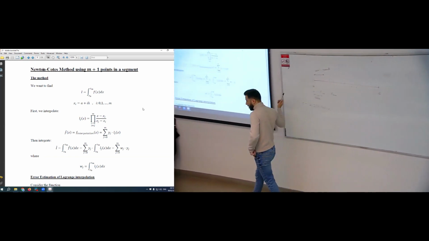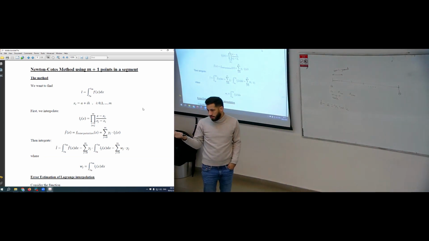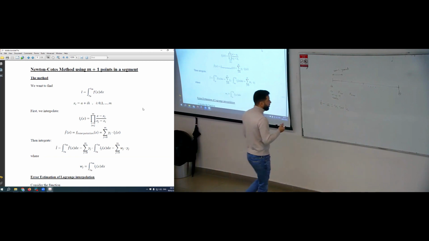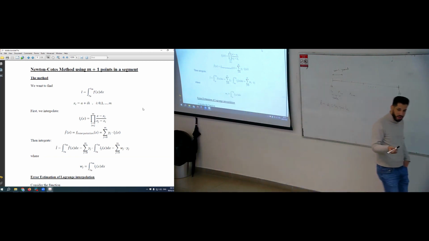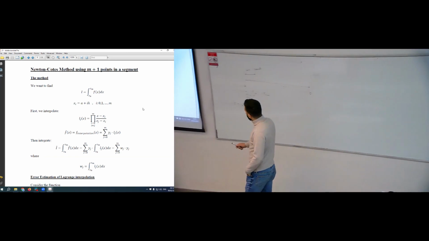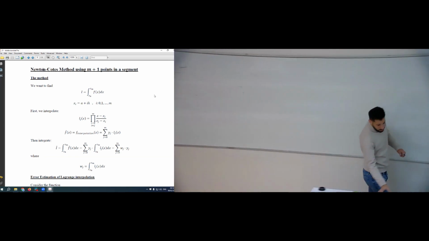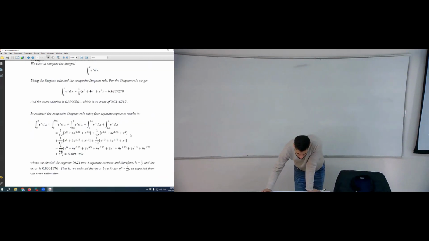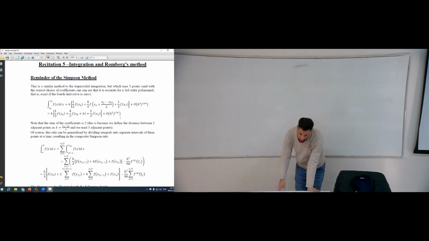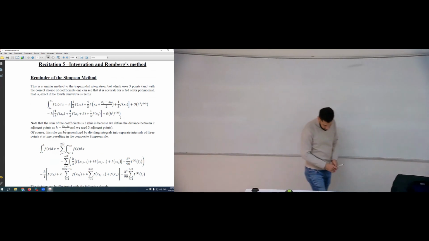So you know the Riemann method was with m equals 0. And the trapezoidal method was with m equals 1. And this Simpson method was with m equals what? 2.